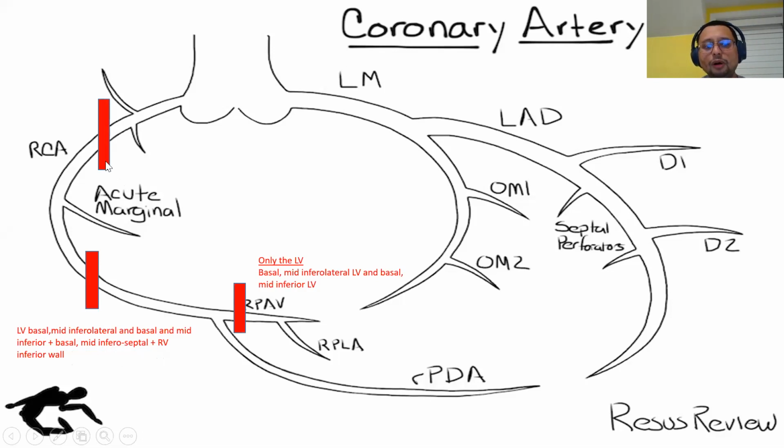Now, if you have a more proximal blockage, you will involve all of this, plus all the right ventricular wall, except for a small segment called the right ventricular outflow tract segment, which is supplied by the conus branch of the right coronary artery. So I hope now you understand what people mean by inferior myocardial infarction involving or not involving the right ventricle. The more proximal it is, the more it will involve the right ventricle.